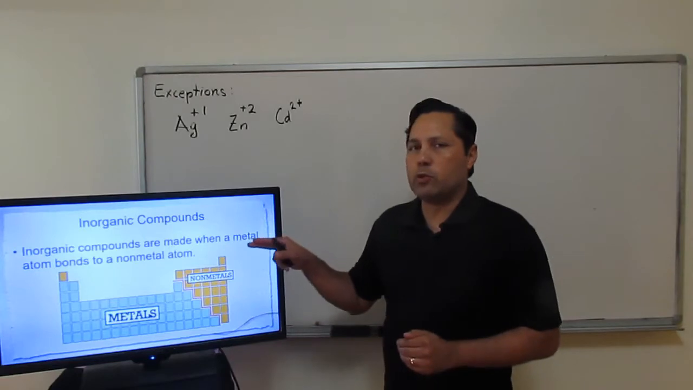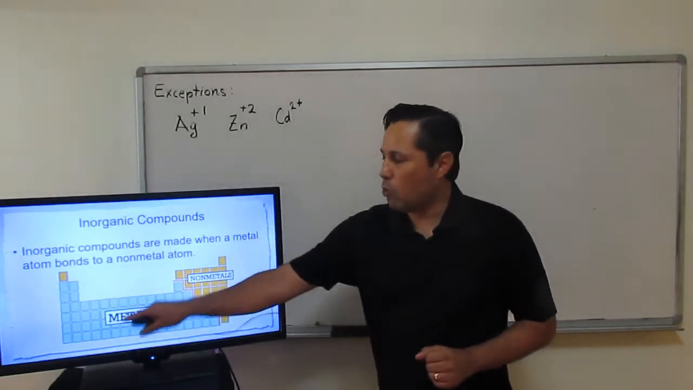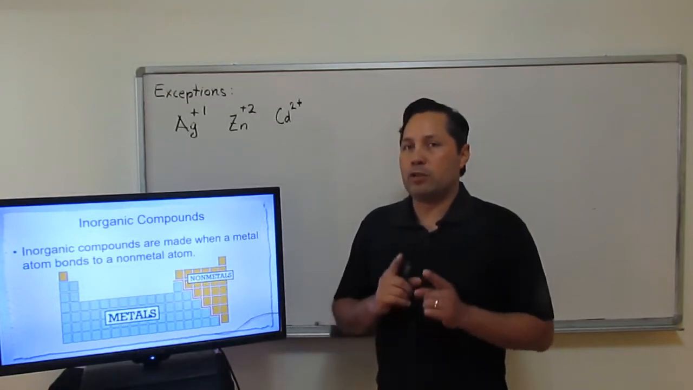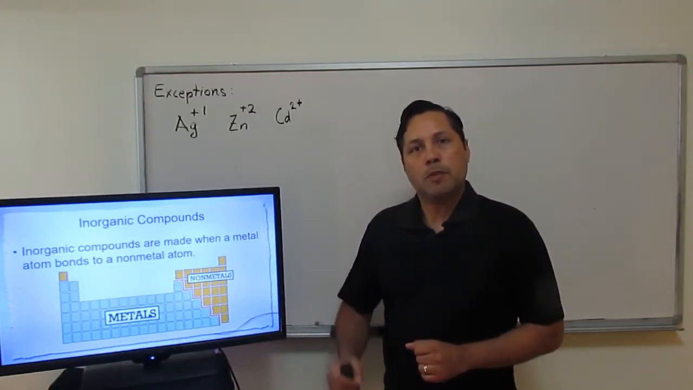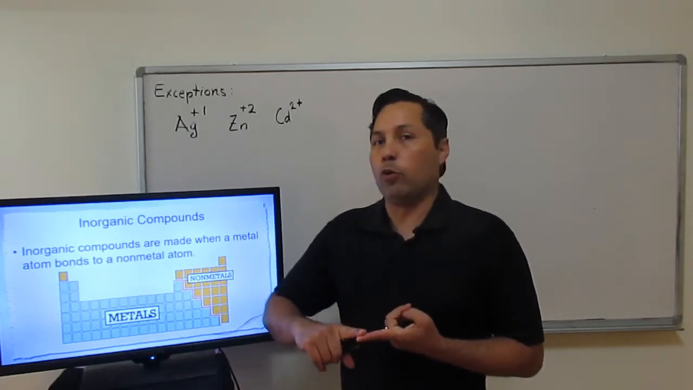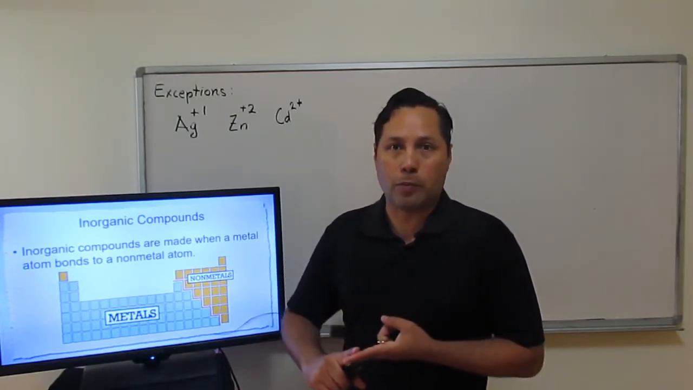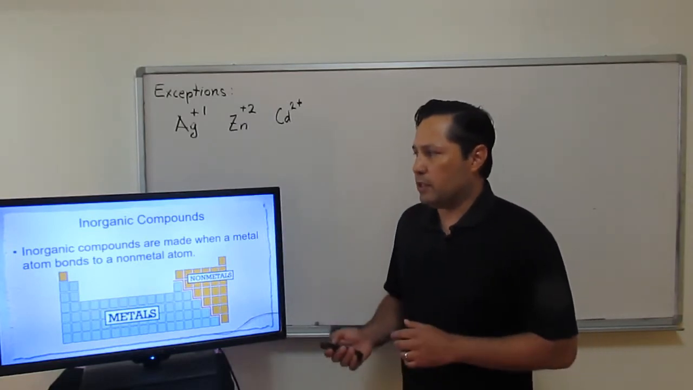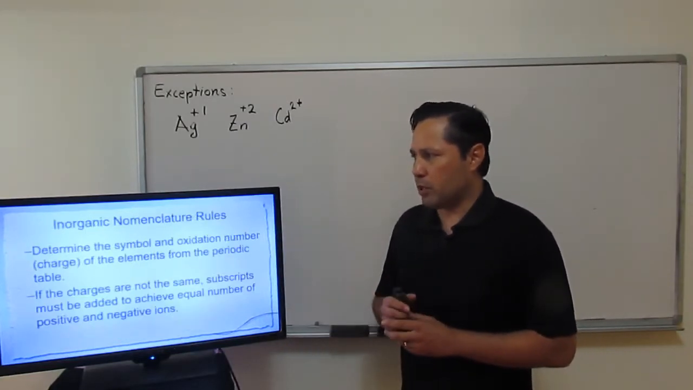Inorganic compounds are those compounds that are made from a metal bonded to a non-metal. So a metal and a non-metal bonded, that's referred to as an inorganic compound. The rules for naming these types of compounds are different from those for organic compounds and hydrocarbons, which we learned in an earlier lesson. So it's going to be slightly different. So here are some basic rules.